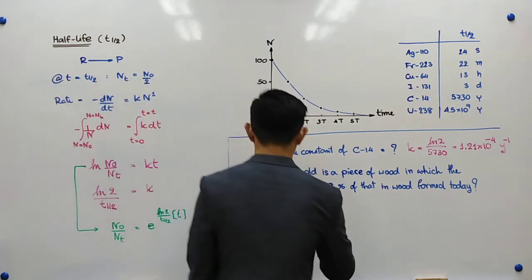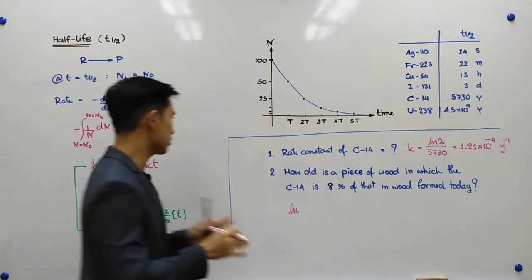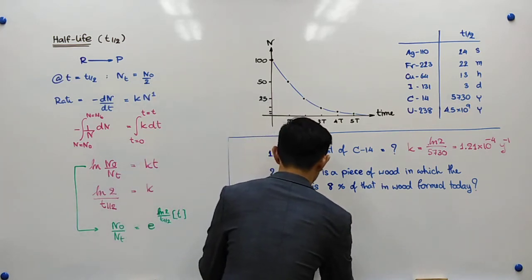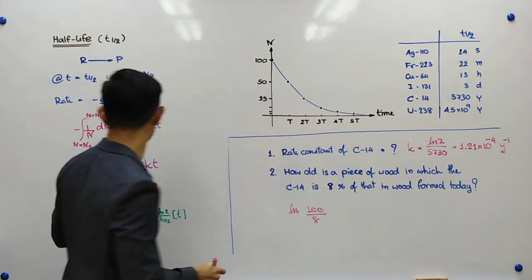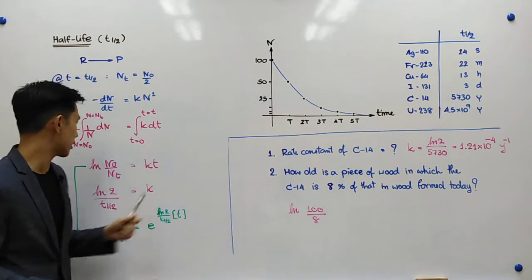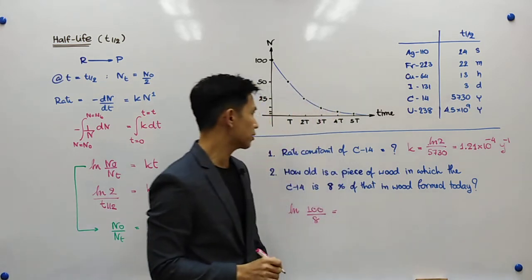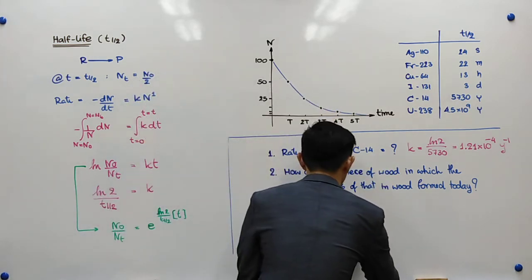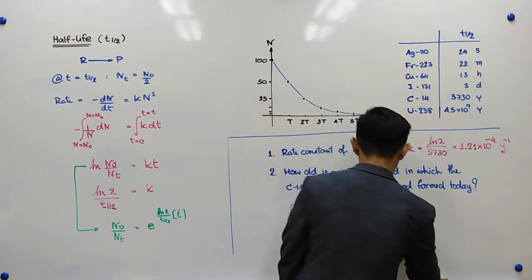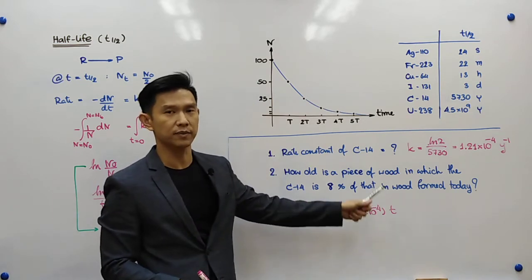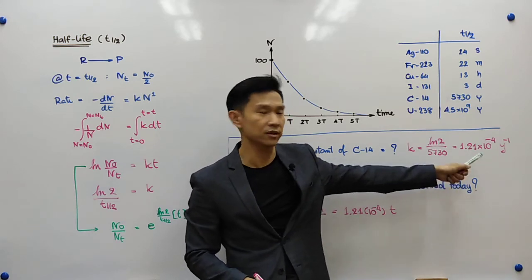So Ln of the original value of carbon-14 is 100, right? Before decomposition, it decomposes and is left with just 8% after decomposition. So N0 is 100, Nt is 8, and then it will be equal to kt. The k is 1.21 multiplied by 10 to the minus 4, and then we have t here. So t calculated would be in years because the k value here is in reciprocal year units.